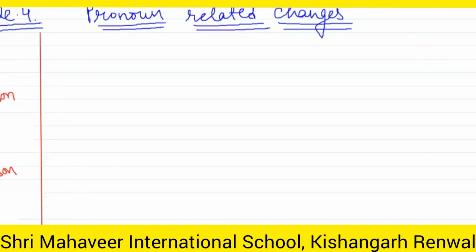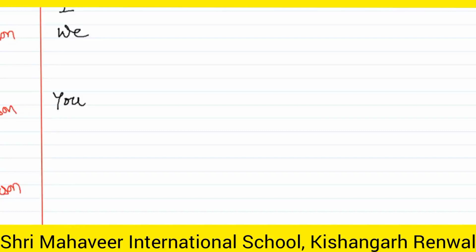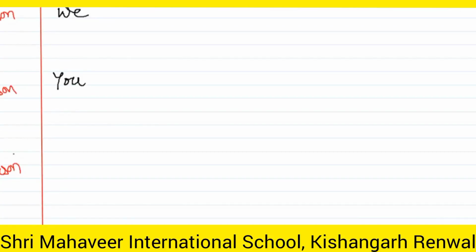So we have first person pronouns. First is I and second one is we. I hope you all know that. And the second person pronoun is you. Third person pronouns we consider are he, she, it, and the last one is they.